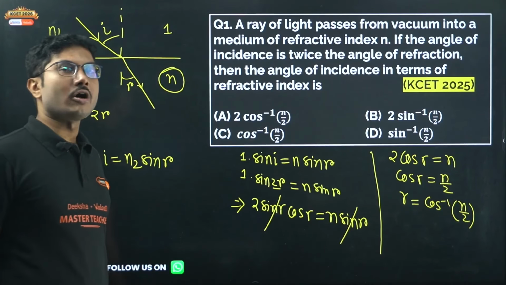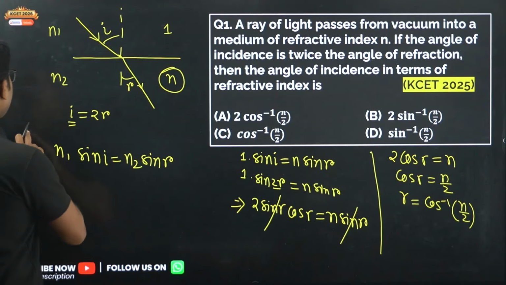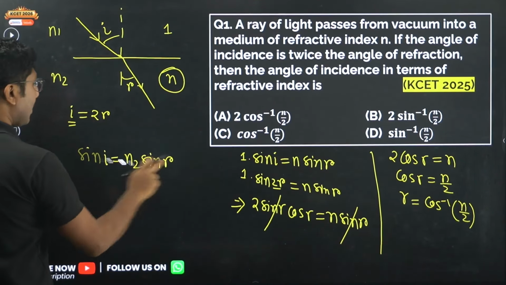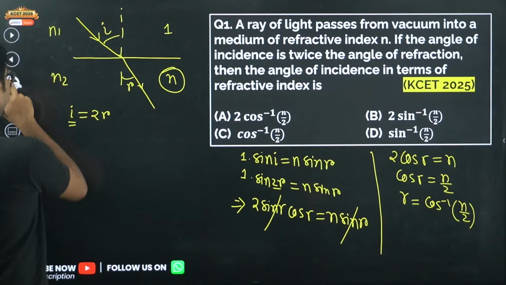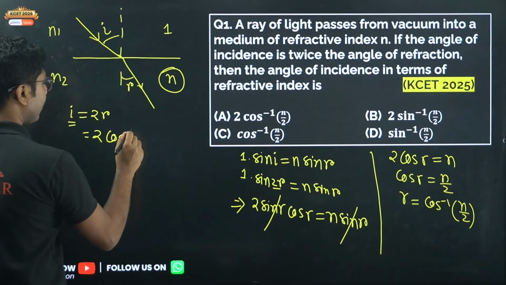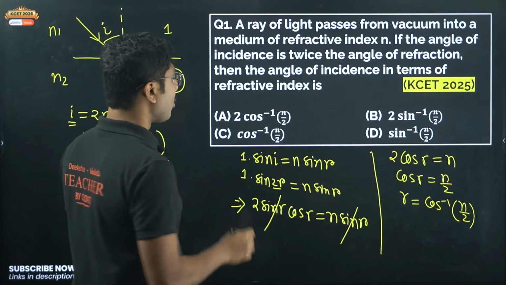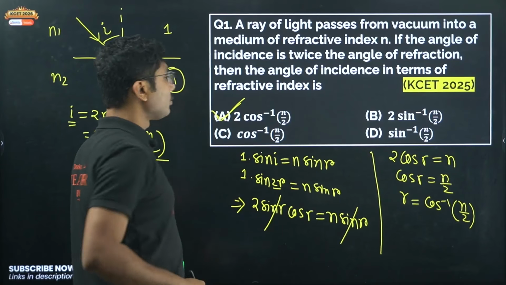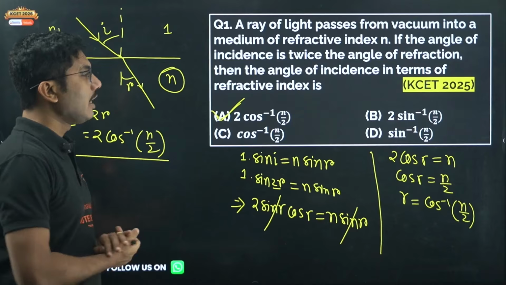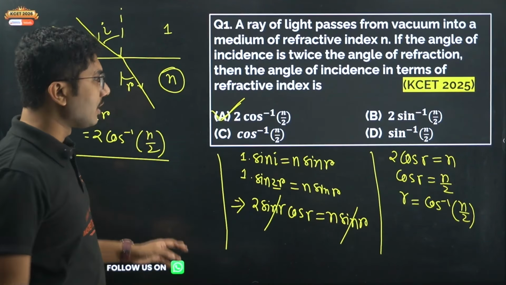The question does not ask you to find r, but they ask you to calculate i. So we will put back the value of r that we have calculated into this equation. So we get i equals 2 into cos inverse n by 2. So the correct answer is 2 into cos inverse n by 2. So option A is correct. You have to identify the correct answer after solving. Easy solution, not a difficult question.